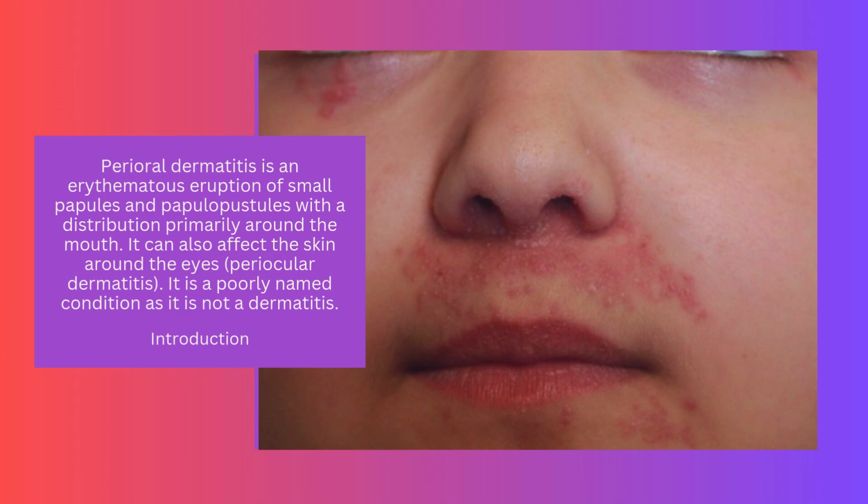Introduction: Perioral dermatitis is an erythematous eruption characterized by small papules and papulopustules, primarily distributed around the mouth. In some cases, it involves the skin around the eyes, presenting as periocular dermatitis. Its misleading name often obscures its true nature. This is not a dermatitis in the conventional sense.